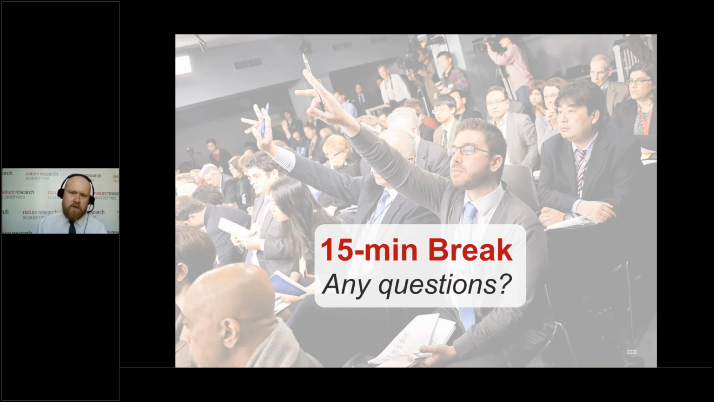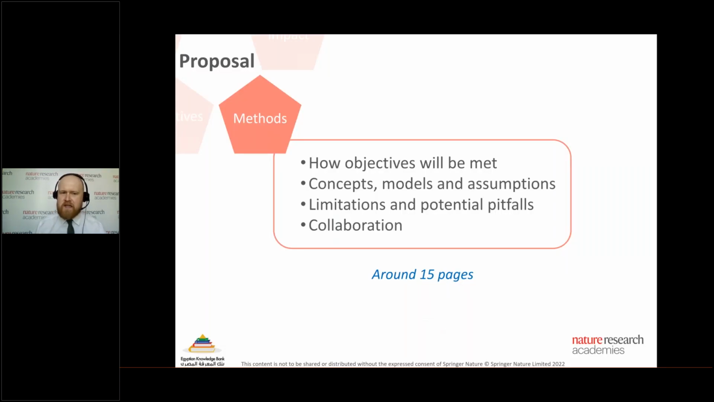So we've just discussed in some detail the various sections of our proposal. Now let's have a think about the method section within our proposal. How are you going to meet your objectives? So it's important within your proposal to go into some detail here to explain the concepts, models, and assumptions that you're going to make in your proposal. Are there potential limitations or pitfalls when implementing your methods?